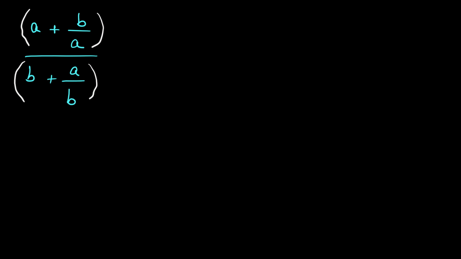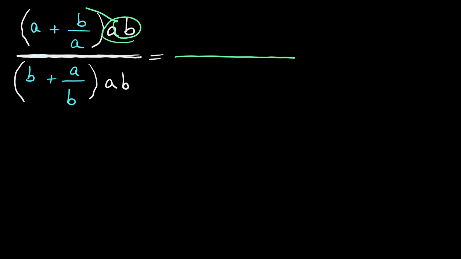Because we want to get rid of both of these denominators, we have to multiply the numerator and denominator by an expression that helps us get rid of all the denominators. So what would that expression be? ab. So we multiply the numerator and denominator by ab. Then we have ab times a, which would be a squared b, plus ab times b over a.